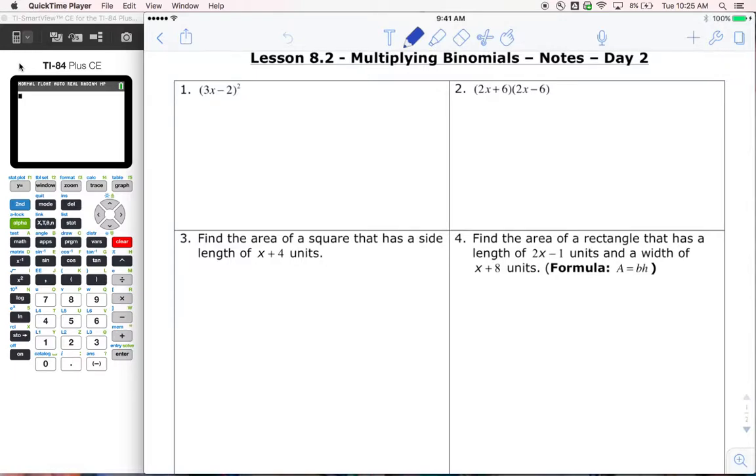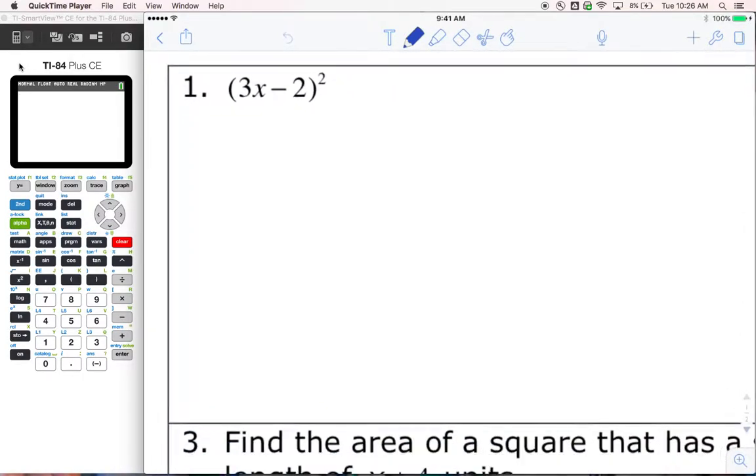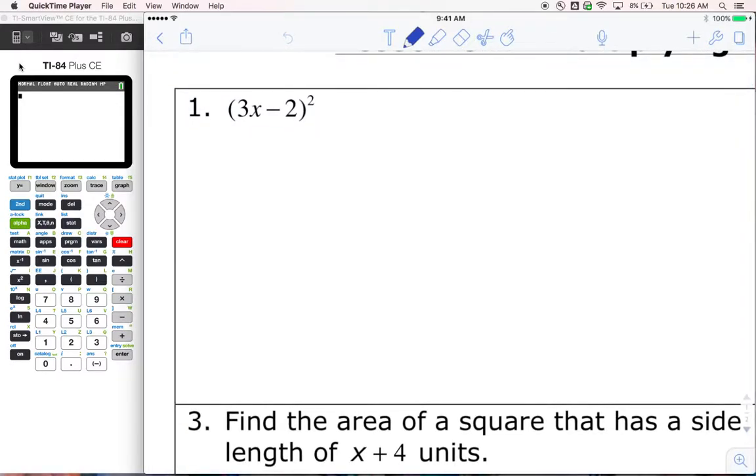Lesson 8.2, multiplying binomials. This is our second day on this topic, and today we're looking at the special products, things that might happen but don't usually happen. The first thing we're looking at is this quantity 3x minus 2 squared. This is really super simple if you can just remember what this is saying. Let me just tell you what it's not saying really quick.